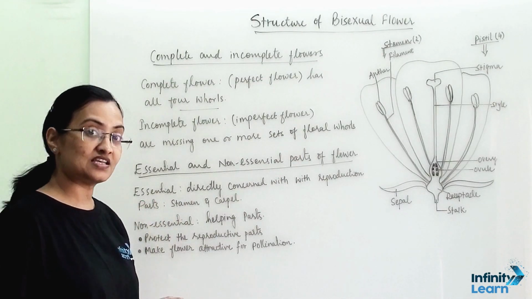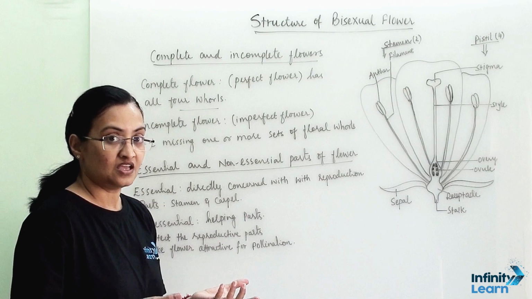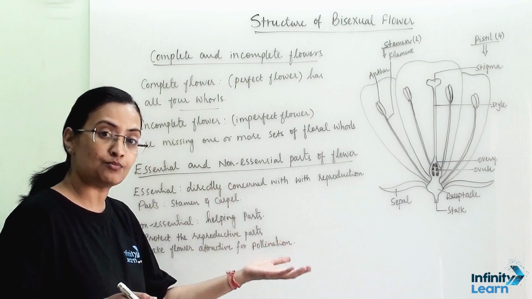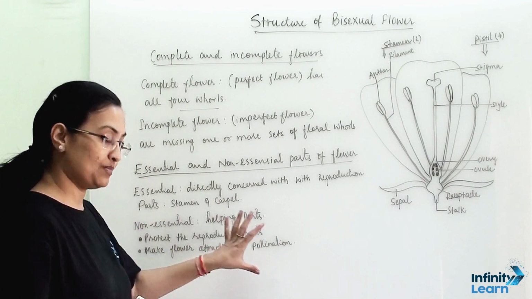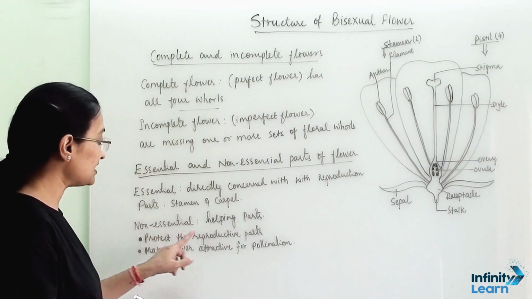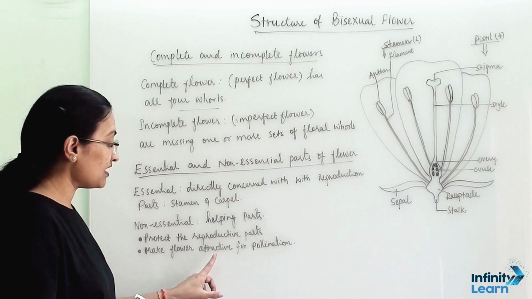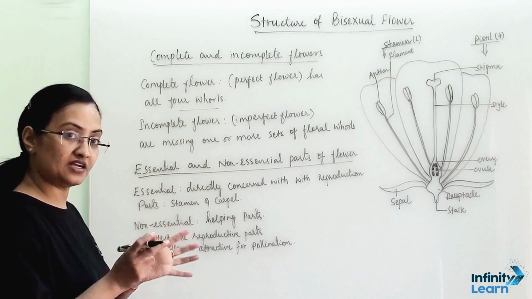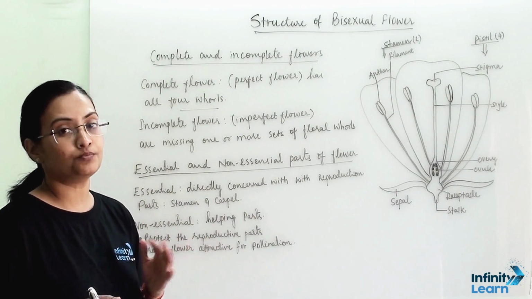Then come the non-essential parts. Generally these parts are helping parts, the parts which help the flower in pollination or in reproduction. They are known as non-essential or helping parts. Their function is to protect the reproductive parts and to make the flower more attractive for pollination.